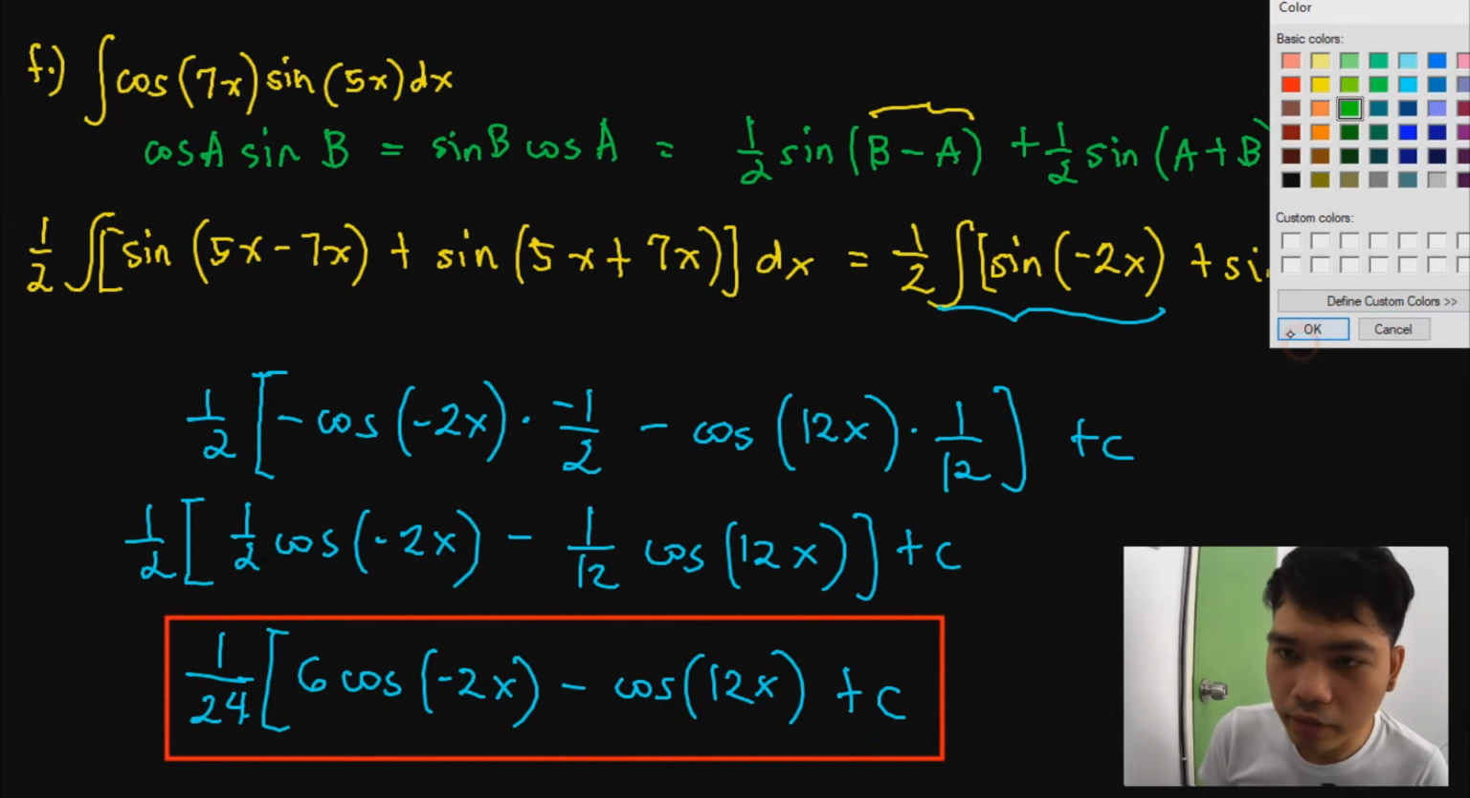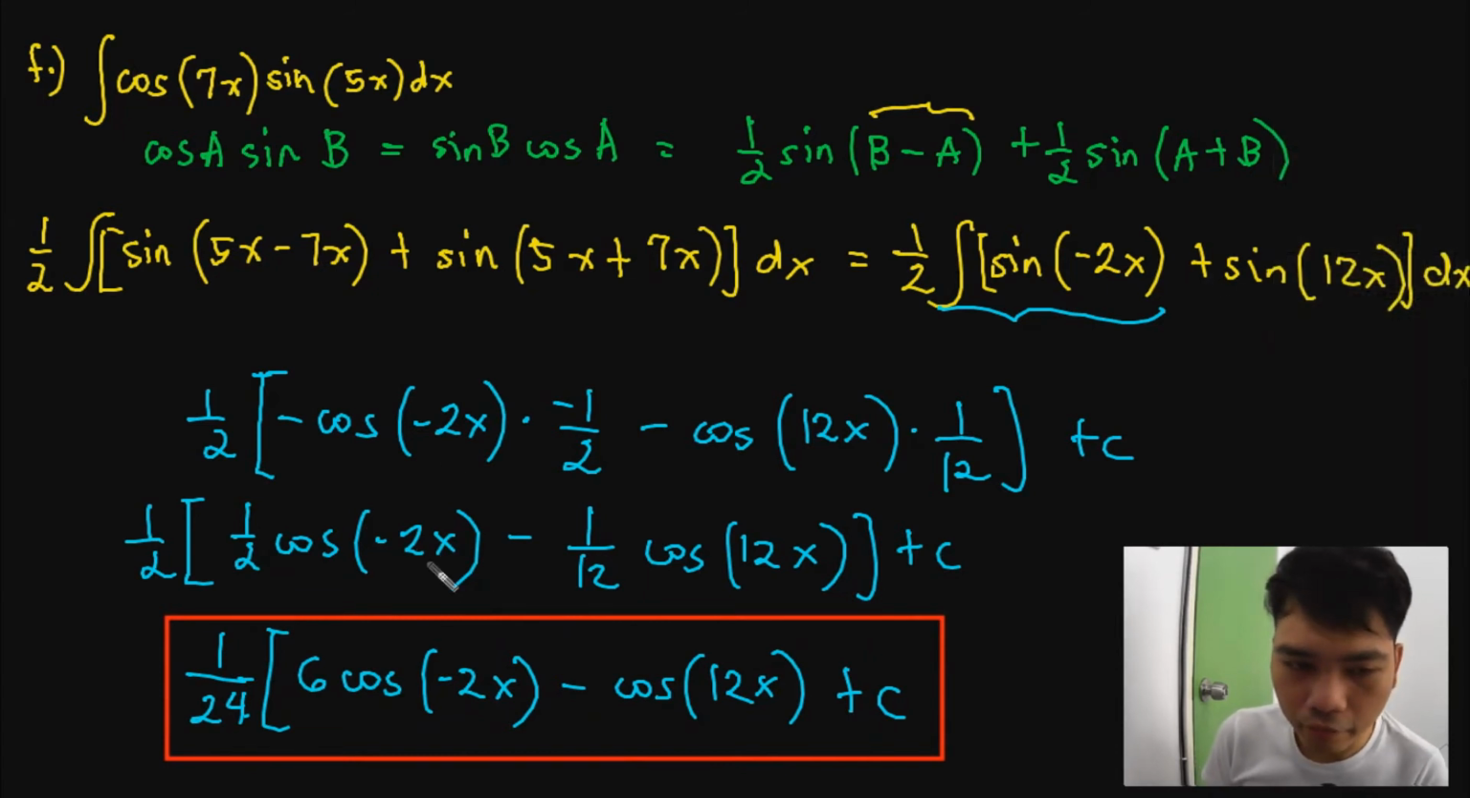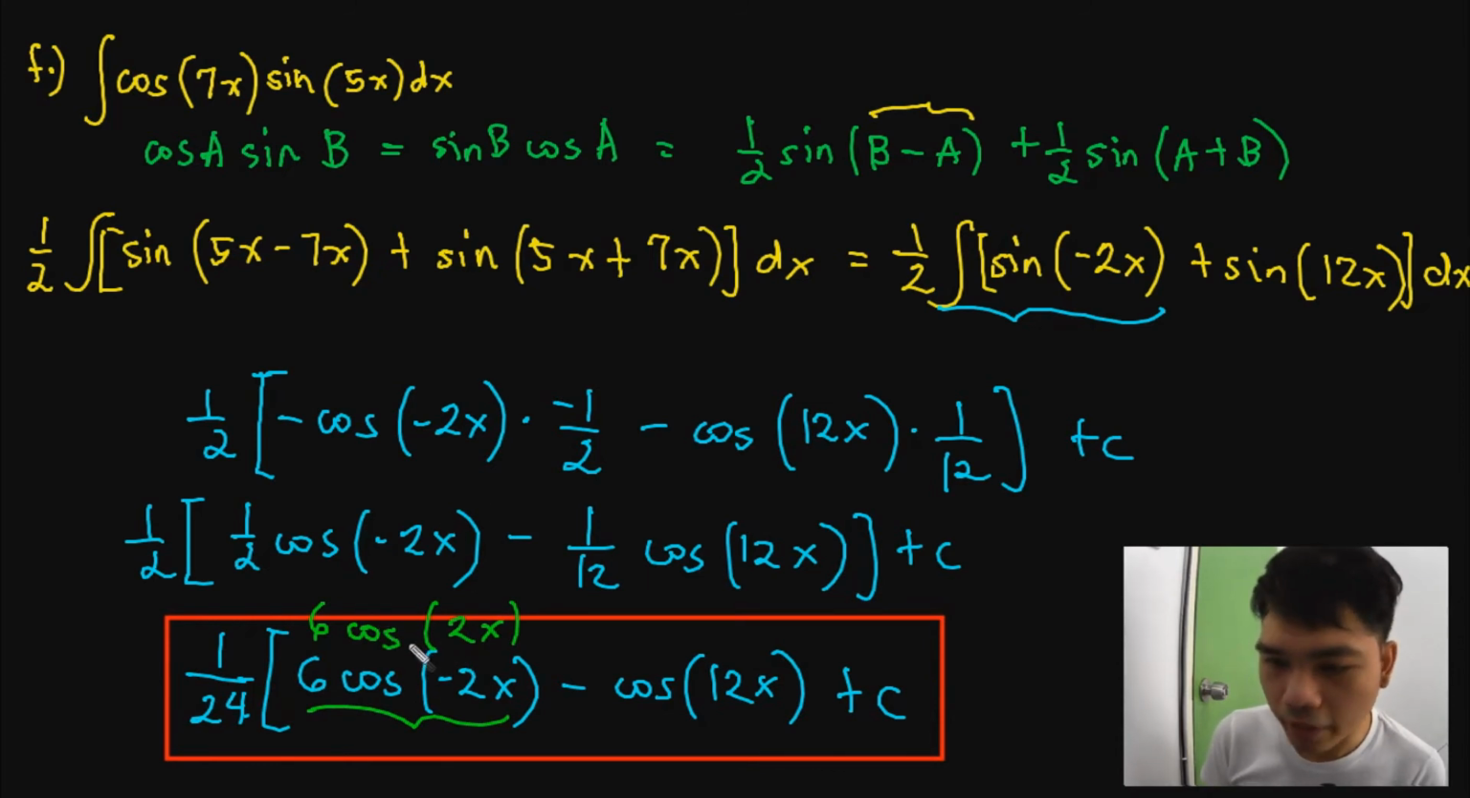Now this cosine of negative 2x. If your answer is something like itong term na to, if your answer would be something like 6 cosine of 2x, that will still be correct. Kasi remember, ang ating cosine is an even function. So even if your inside function becomes negative, your answer is supposed to be the same lang. Remember, yun yung ating behavior ng ating even functions, no? That's why it would just produce the same result.